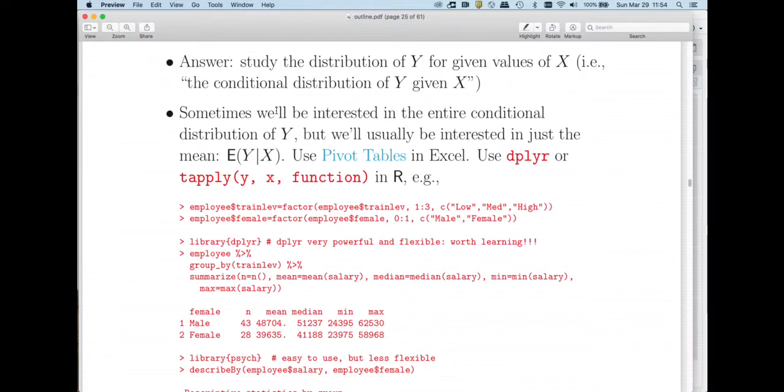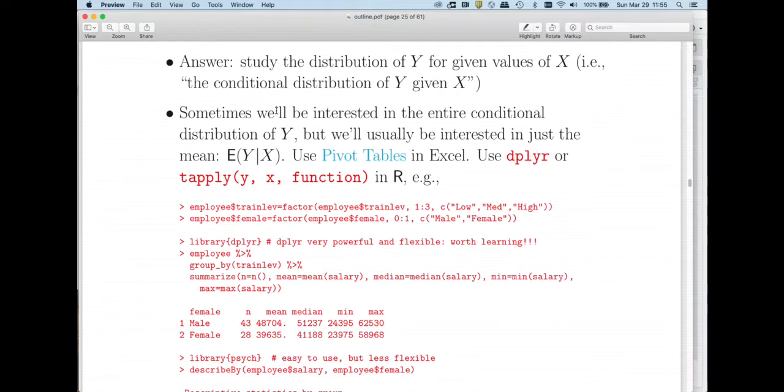There are a couple of ways of computing this. What is your average salary? What is your median salary, and all that sort of stuff. I think the most useful is a package called dplyr. So I strongly encourage you to learn dplyr.